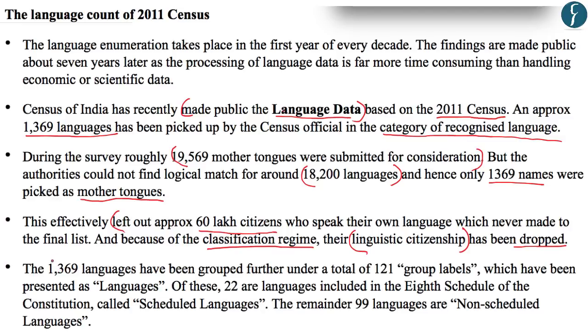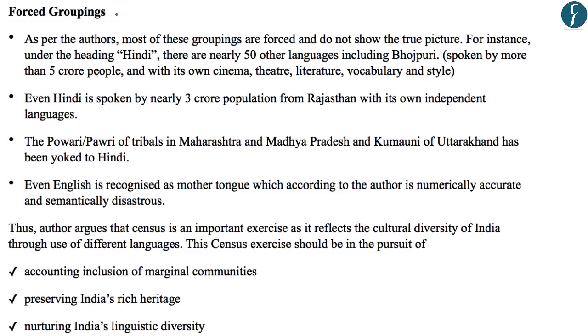Now, according to the author, these roughly 1300 languages are further classified under 121 group labels. And of these 121 group languages, only 22 languages are included in the 8th Schedule, while the remaining 99 have been included in the non-scheduled languages. And according to the author, the classification of these languages into 121 labels is a form of forced grouping, and these forced groupings do not show the true picture of those languages.